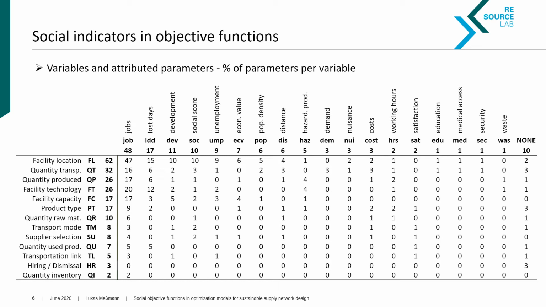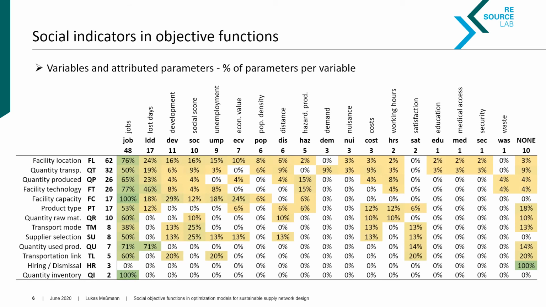Or, for example, 32 articles had decisions on transportation quantities, and half of them used the number of jobs to measure the effects of this kind of decision. We can also look at this in relative terms, and then it gets even clearer that the number of jobs is by far the most prevalent of the social indicators, and also the only consistently applied one. There are a few outliers here and there.